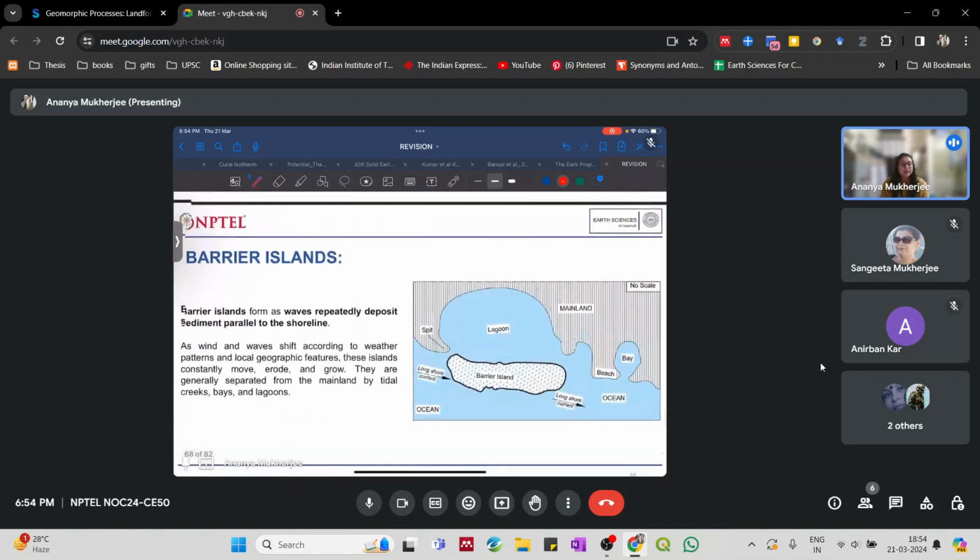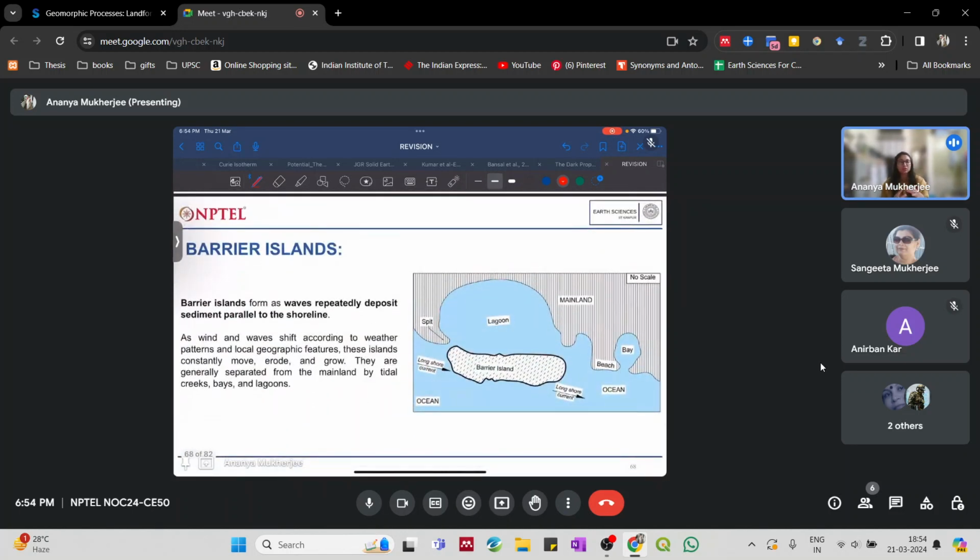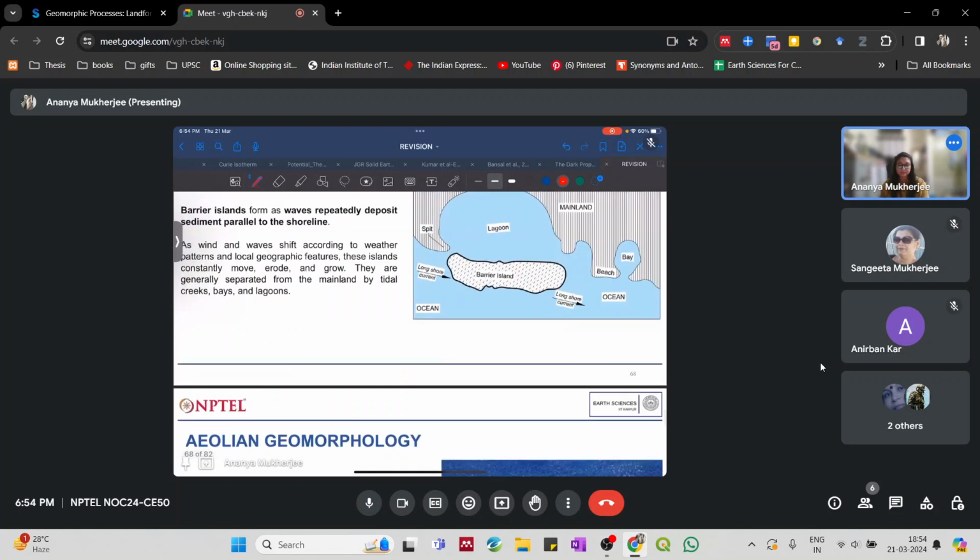Barrier islands form when a lot of sandbars grow and you have a continuous deposition of sediments, and it forms parallel to the shoreline.